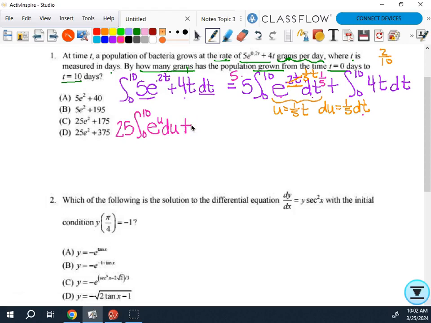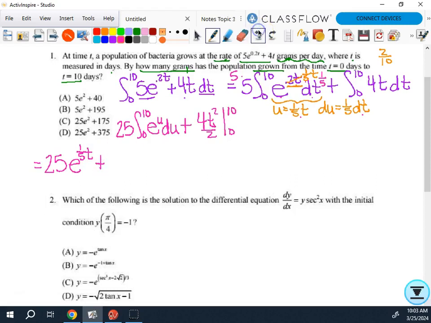plus, and then I can go ahead and integrate this. This is going to be 4t squared over 2, and I'm going to evaluate that from 0 to 10. Okay, so now when I integrate e to the u, I get e to the u. And this is u, so I'm going to skip a step here and say this is 25 times e to the 1/5 t plus 4t, well, since that's 4t squared over 2, I'm going to make that 2t squared. And I'm evaluating that from 0 to 10.